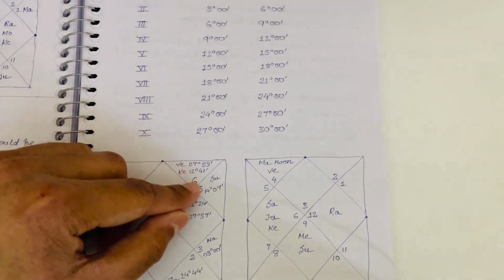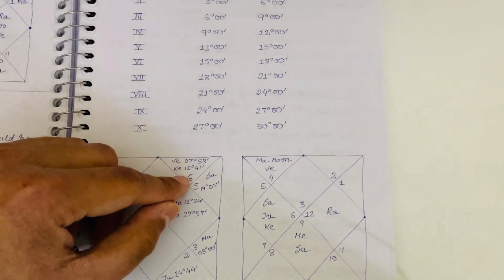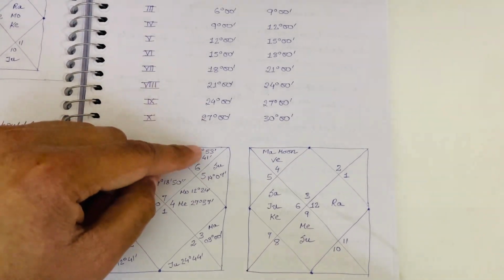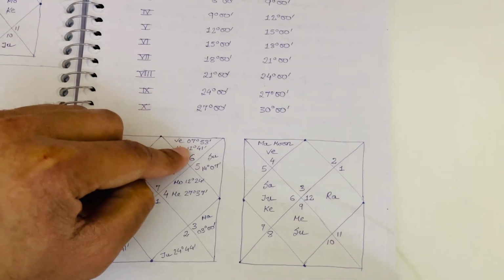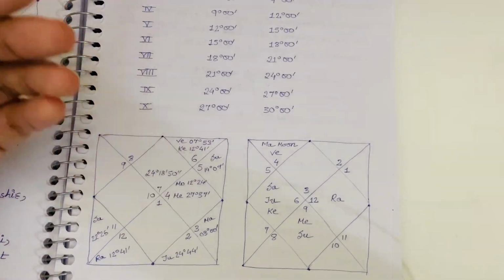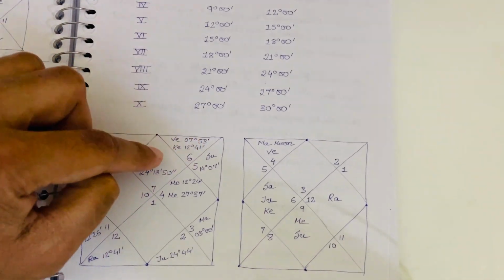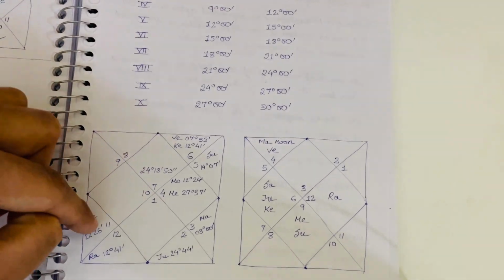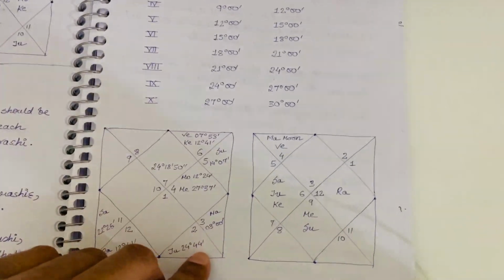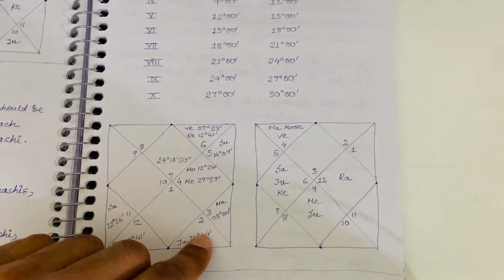Both Venus and Ketu are in an even Rashi, even sign, that is Virgo. So counting will start 9th from this particular house. So let's count 9th from here: 1, 2, 3, 4, 5, 6, 7, 8, 9. So the counting will start from Taurus.